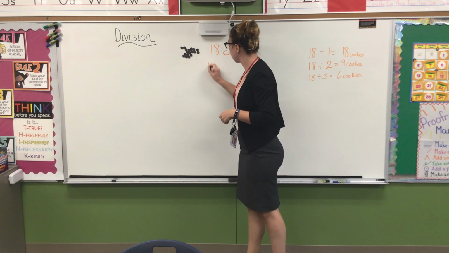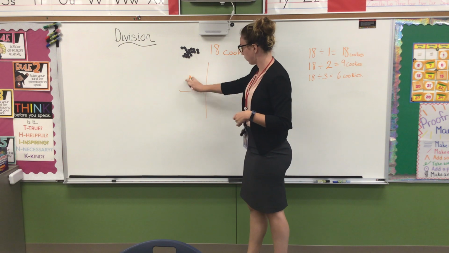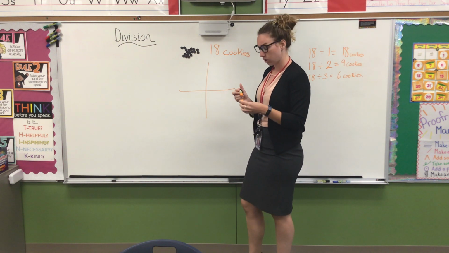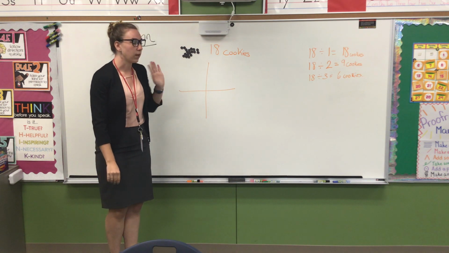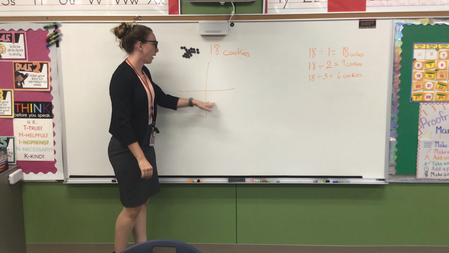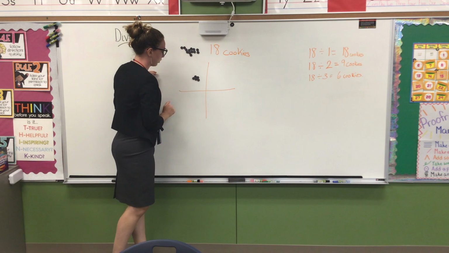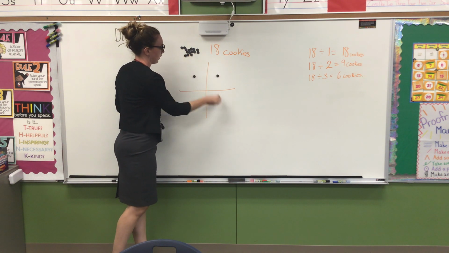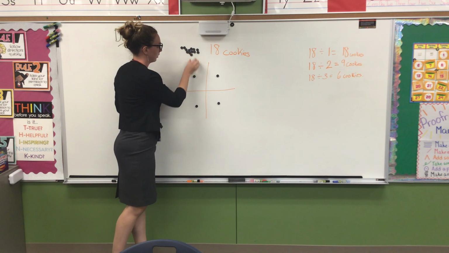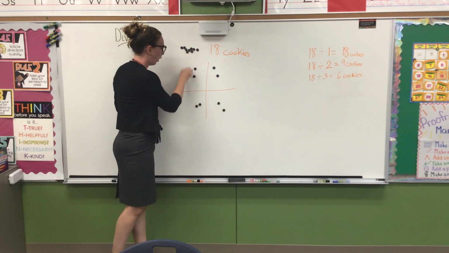Alright, this time we're just going to separate our board like this. See how there's 1, 2, 3, 4 spots? We're going to do that. Again, we have to do 1 cookie in each spot. We can't just put, okay, those cookies go there. No, we do 1 in each spot. Keep going and going and going.